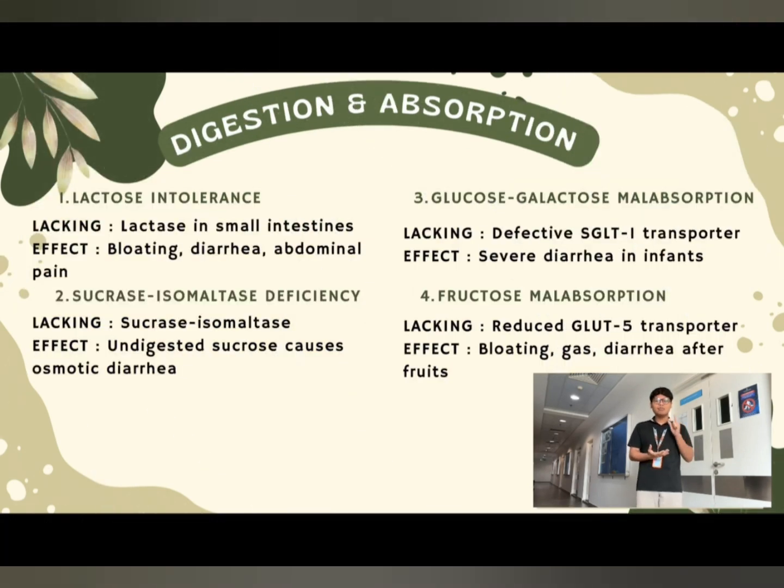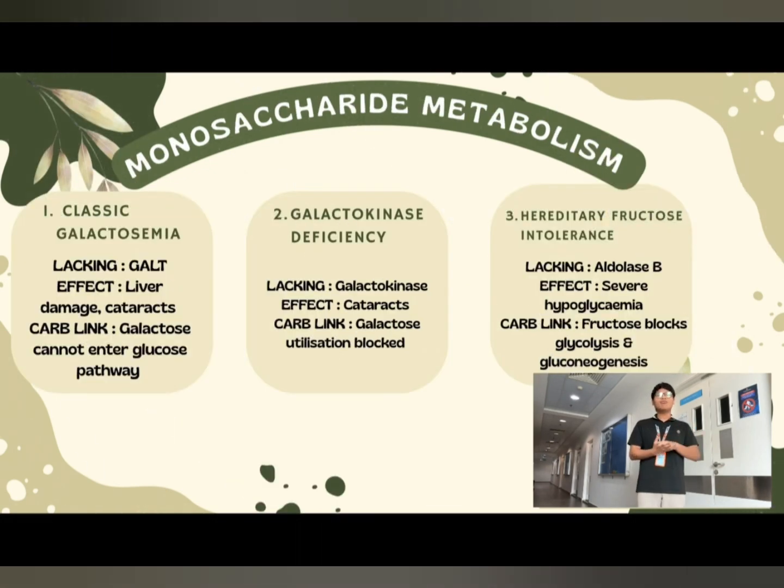Next is digestion and absorption. We have lactase deficiency that causes lactose intolerance, sucrase-isomaltase deficiency that prevents sucrose digestion, SGLT1 defects that cause glucose-galactose malabsorption, and GLUT5 defects that lead to fructose malabsorption. For monosaccharide metabolism, we have classic galactosemia caused by GALT deficiency that leads to toxic galactose 1-phosphate accumulation, galactokinase deficiency that causes cataracts, and hereditary fructose intolerance due to aldolase B deficiency that causes hypoglycemia and liver toxicity.